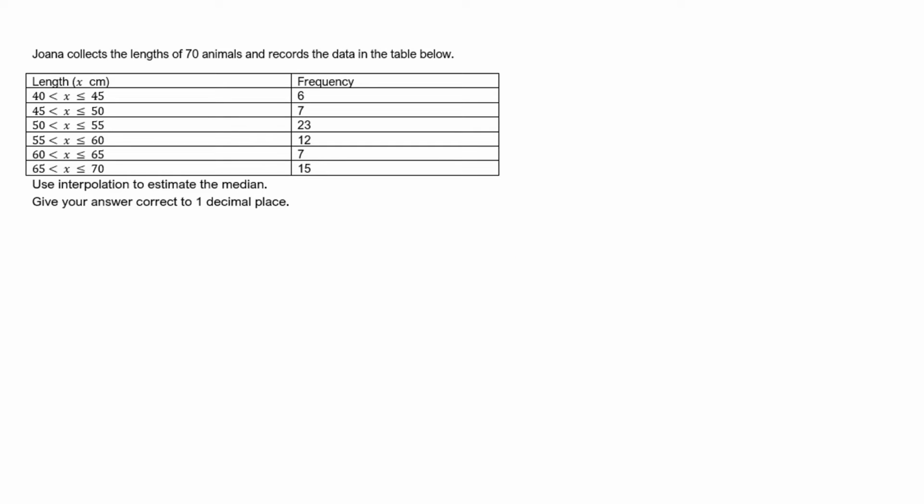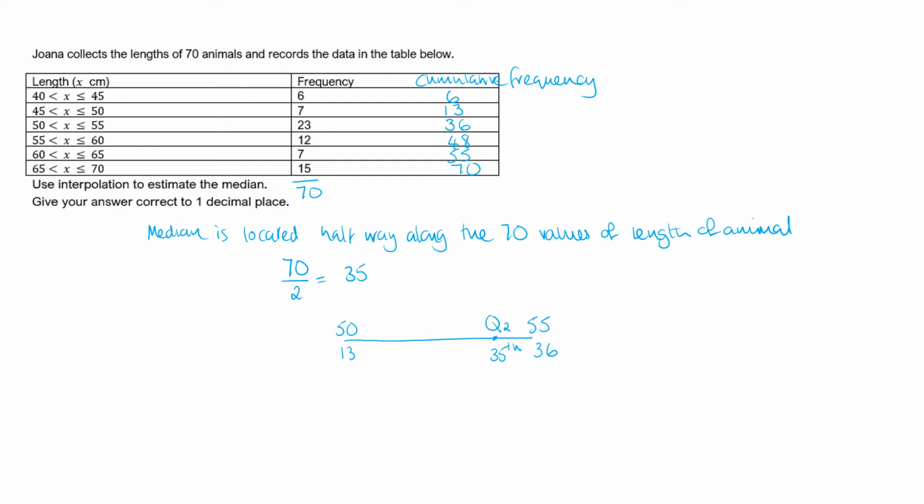Joanna has collected lengths of 70 animals, so that means the sum of the frequency is going to be 70. So the median is going to be located halfway along, and then we need to use interpolation, so that's proportionally reason into that median group where the median is. So the median is located halfway along the 70 values that Joanna has collected. So if we do 70 divided by 2, the median is going to be the 35th item of data along.